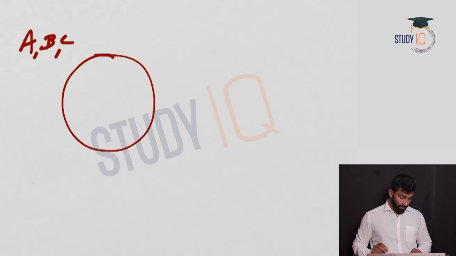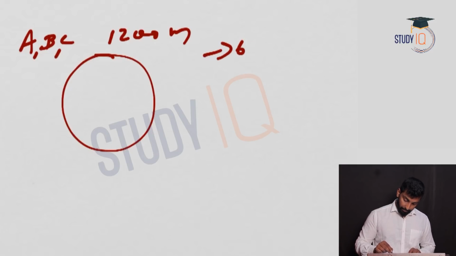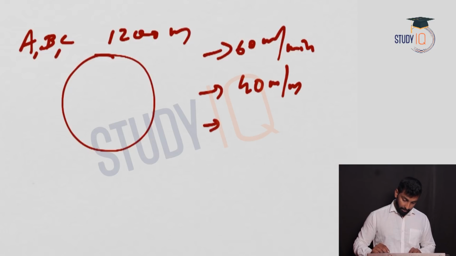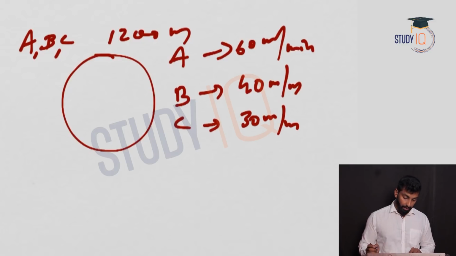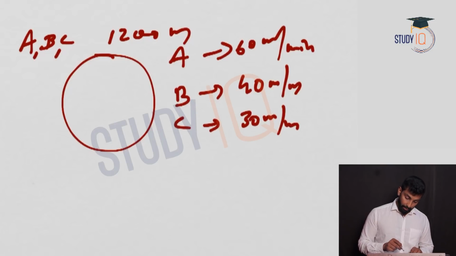Okay, so what is given in the question? Three persons, A, B, C, they are walking around a circle with 1200-meter circumference, okay, and the speed is given: 60 meter per minute, second person 40 meter per minute, next person 30 meter per minute. What they are asking: when will they be again at the starting point together? So when will all the three come to the starting point again?